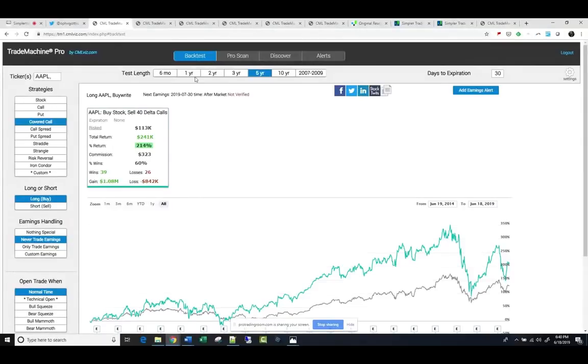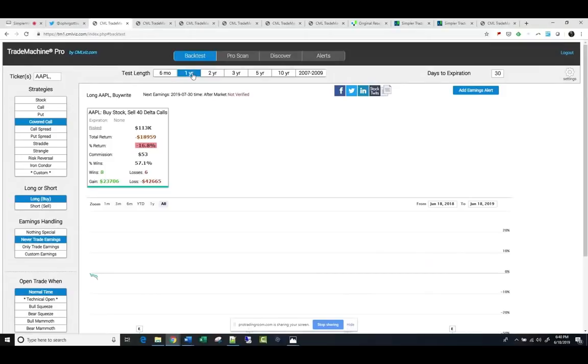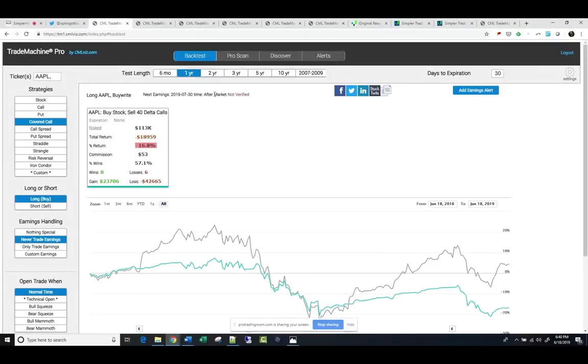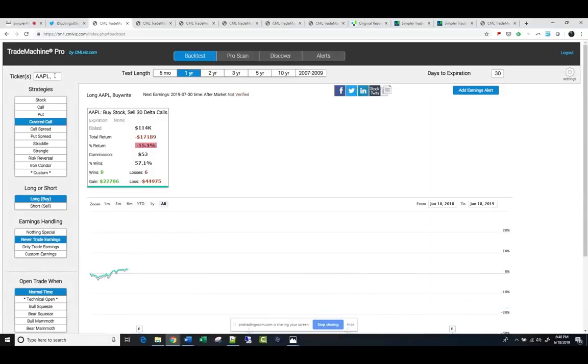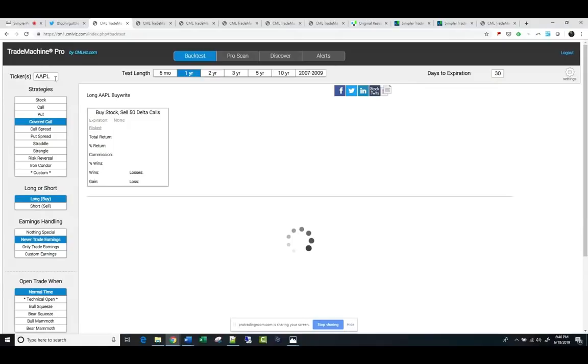I would be cautious though, because if I go to 1 year, it's going to be a loser. This is one where I would definitely try a whole bunch of deltas, and they'd all probably be out of the money. So I'd go like at the money, out of the money, out of the money, out of the money. And I'm going to take the comma out. Now it's going to show me all of the deltas at once.